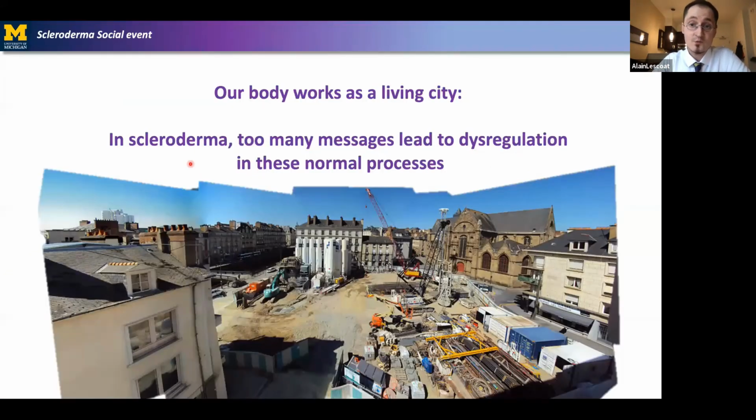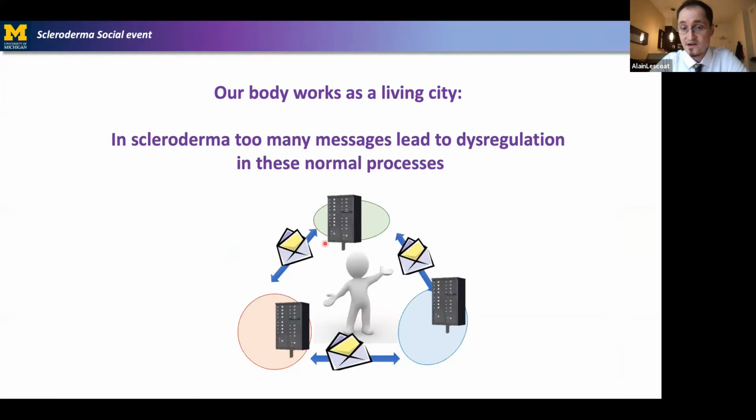So this is why we could say that our body works as a living city, and that in scleroderma, too many messages lead to dysregulation of the normal process. An excess of fibrotic messages leads to fibrosis, an excess of vascular messages leads to vascular manifestations such as Raynaud's phenomenon, and an excess of inflammatory messages leads to inflammatory manifestations of the disease, such as joint involvement.